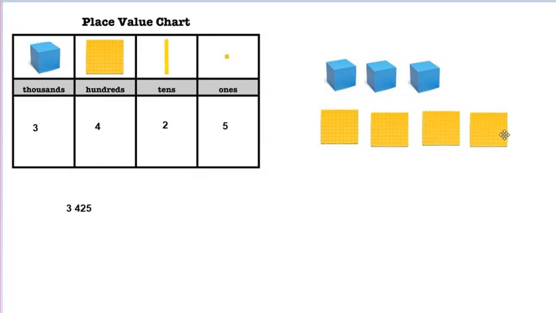So 3 and 4. And then 3,425, how many tens do we need, or longs? We need 2. So here's 1 and 2. Last but not least, how many ones do we need to represent the 5 in the ones column? In our number 3,425, we know that we need 5. So there you have it. We have 3,400, 2 tens, which is 20, and then 5 ones, which is 5. So that's 3,425.